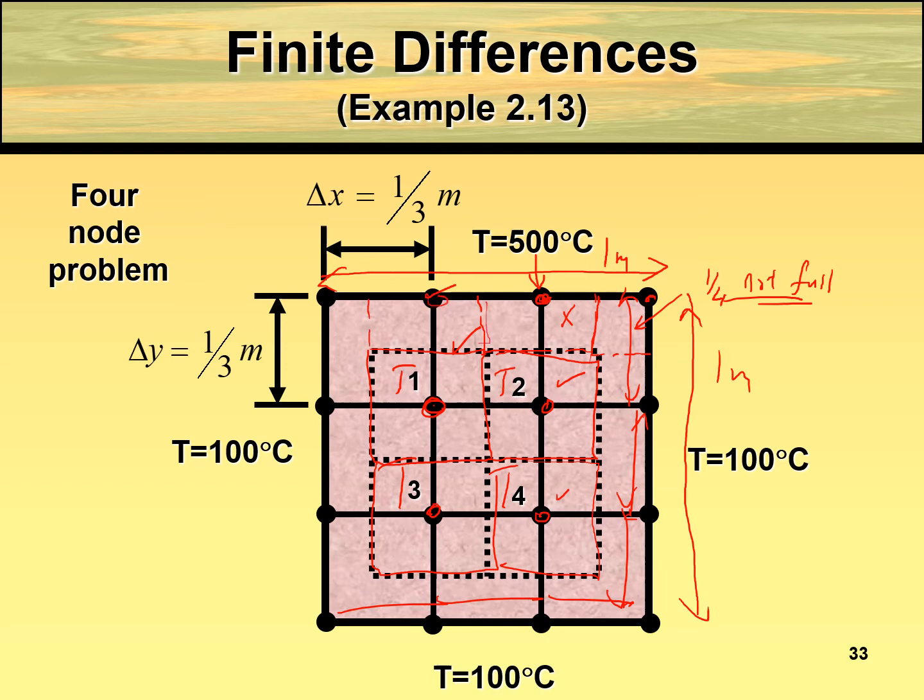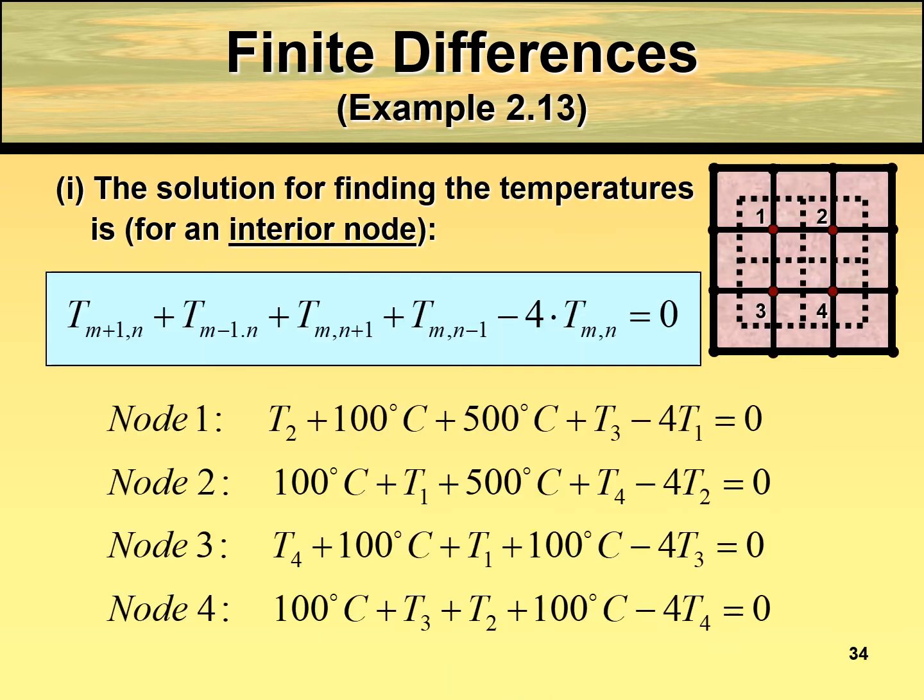For T1, T2, T3, T4, it is confirmed that all four of these are internal nodes. Then we can use the equation directly to solve this. Right? So this is what we get when we apply this equation. Now look at node number 1. Remember, this is 500. This part here is 100. This is 100. This is also 100.